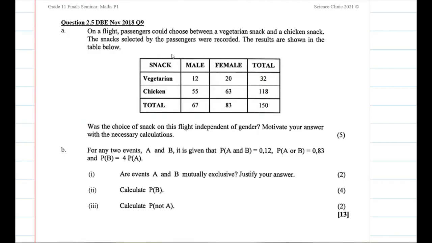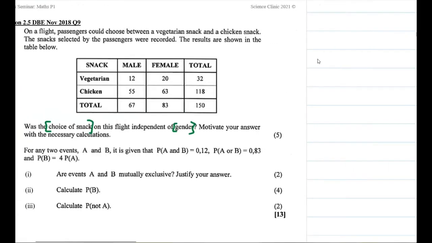Yeah. Right. So it says here, was the choice of snack on the flight independent of gender? Motivate your answer. So if there's a choice of snack, that means we can choose any snack. And if they say independent of gender, that means we can choose any gender and we can work out whether they are independent of each other. Can you remember what the independence rule is?